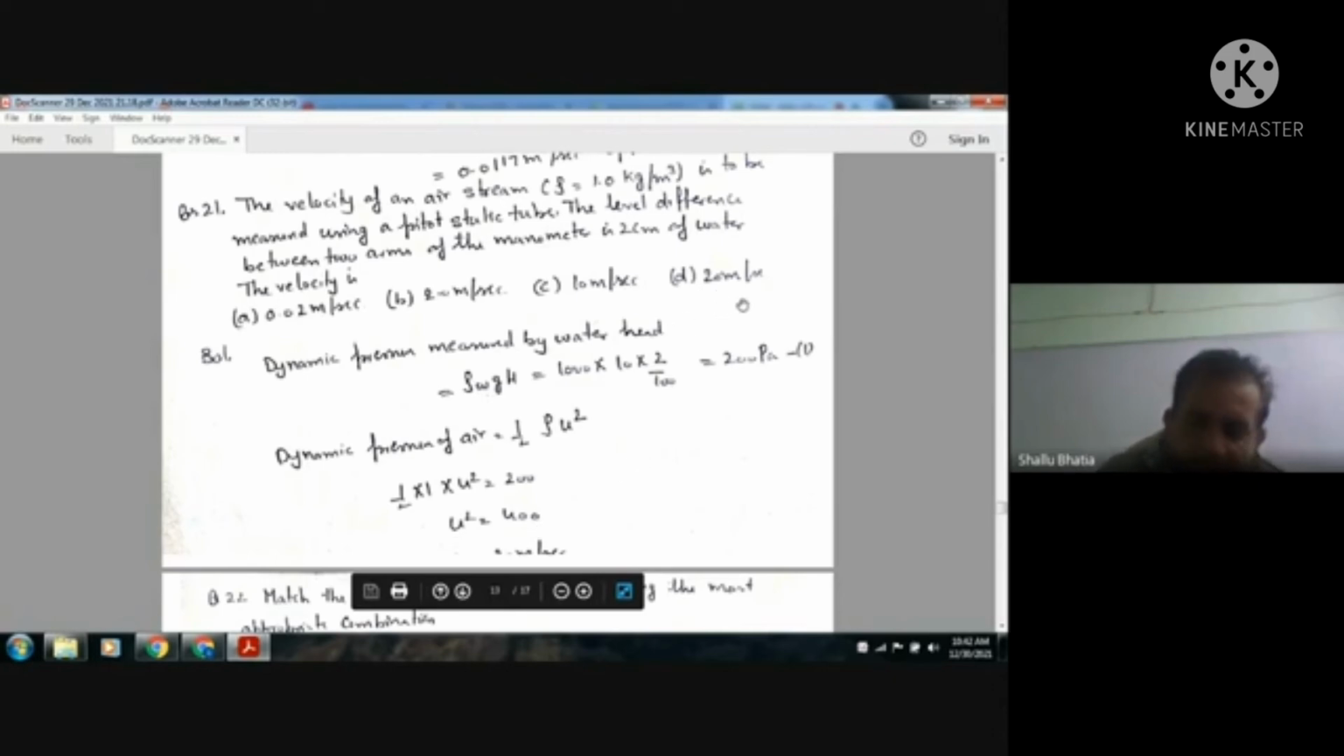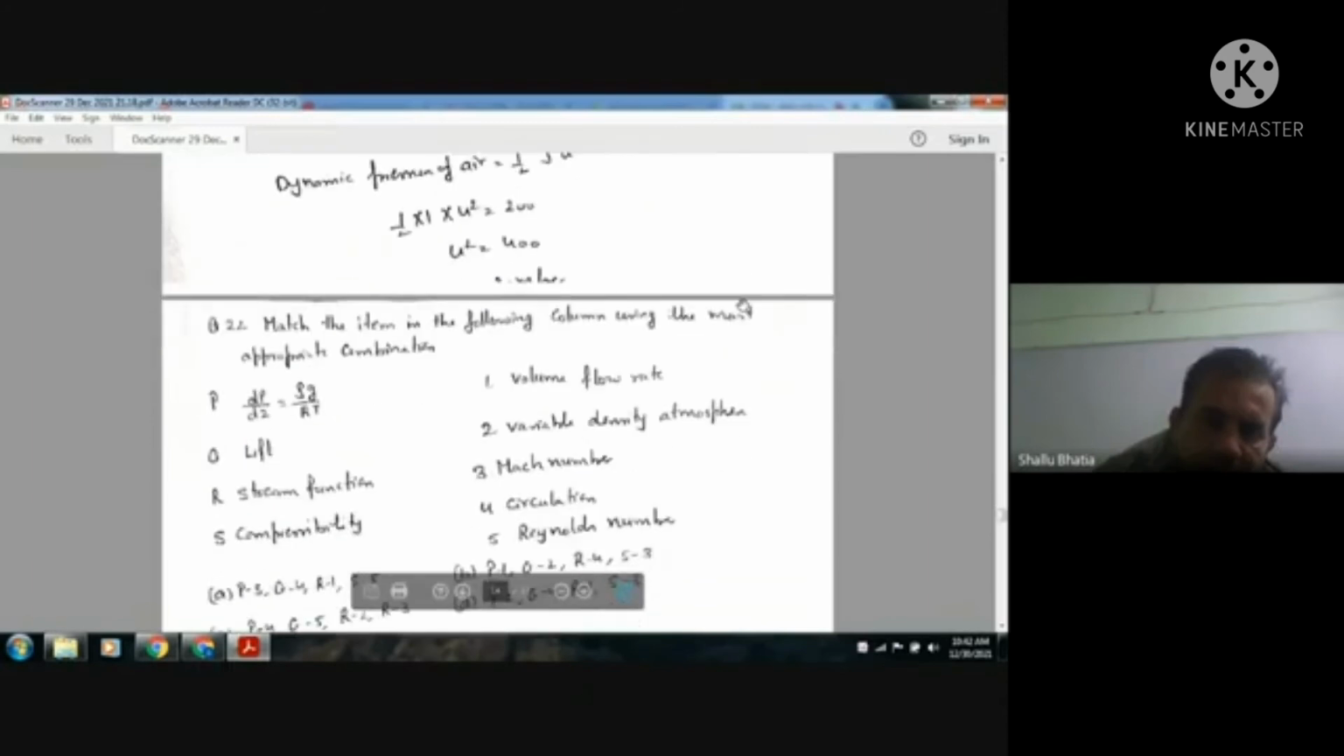So here it will be 1000, and h is 2 centimeters. Because a pitot static tube is used, we can take 2 directly as h. So the answer will be 20 meter per second. So the answer is D.